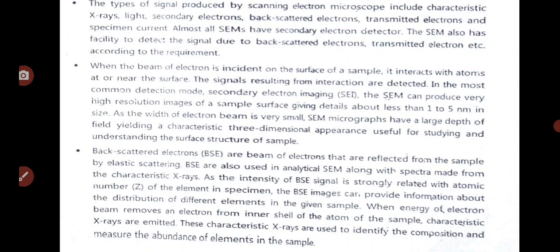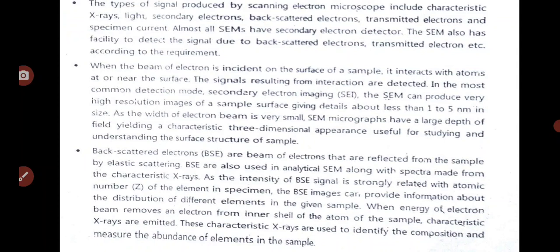Also, backscattered electrons are the beam of electrons reflected from the sample by elastic scattering. This is the analytical scanning electron microscopy with spectra made from the characteristic X-rays. We have to know that the characteristic X-rays, which are the alpha X-rays and beta X-rays, have a suitable pattern when the X-ray is incident on the material. And what about the characteristics of this material, which is shown by the characteristic X-ray method?